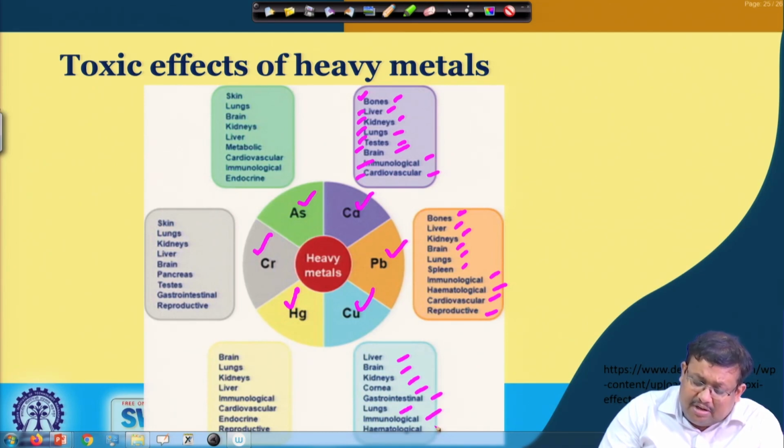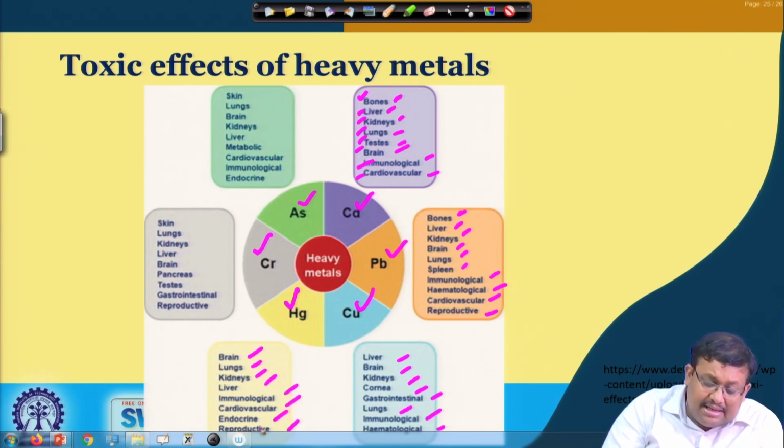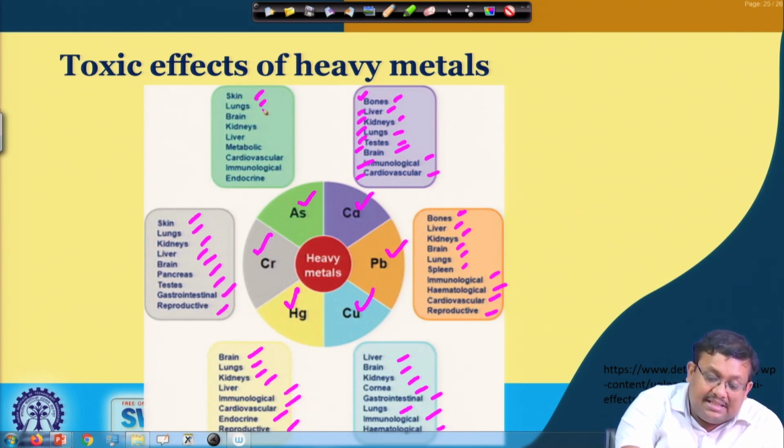Mercury influences mainly the brain, then lungs, kidneys, liver, immunological, cardiovascular, endocrine, and reproductive processes. In case of chromium, it affects the skin, lungs, kidneys, liver, brain, pancreas, testes, gastrointestinal system as well as the reproductive system. And arsenic impacts the skin, lungs, brain, kidney, liver, metabolic system, cardiovascular system, immunological system, and also the endocrine system.